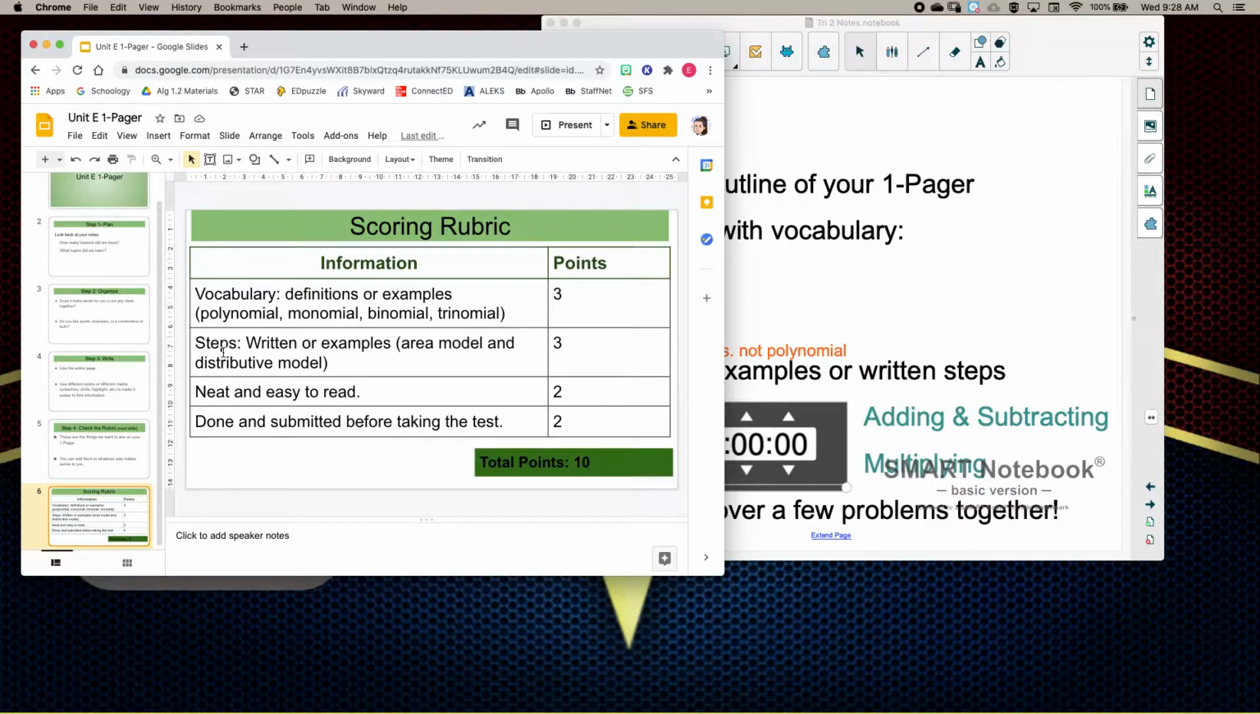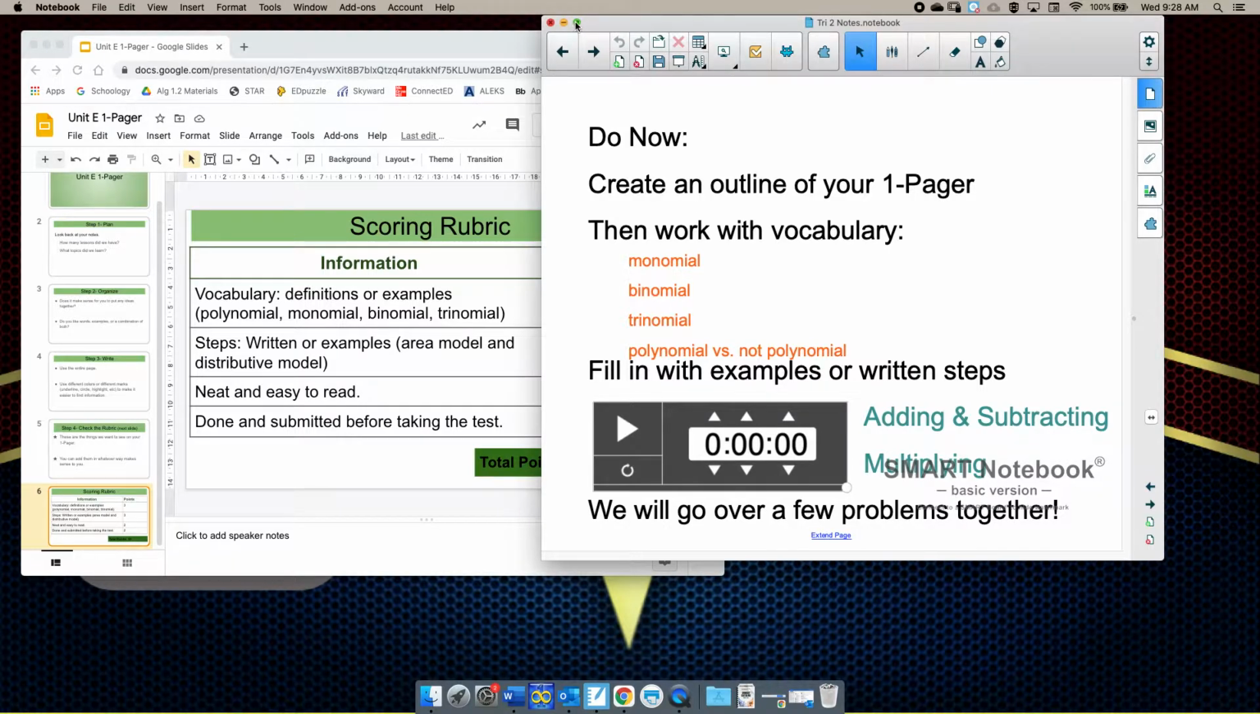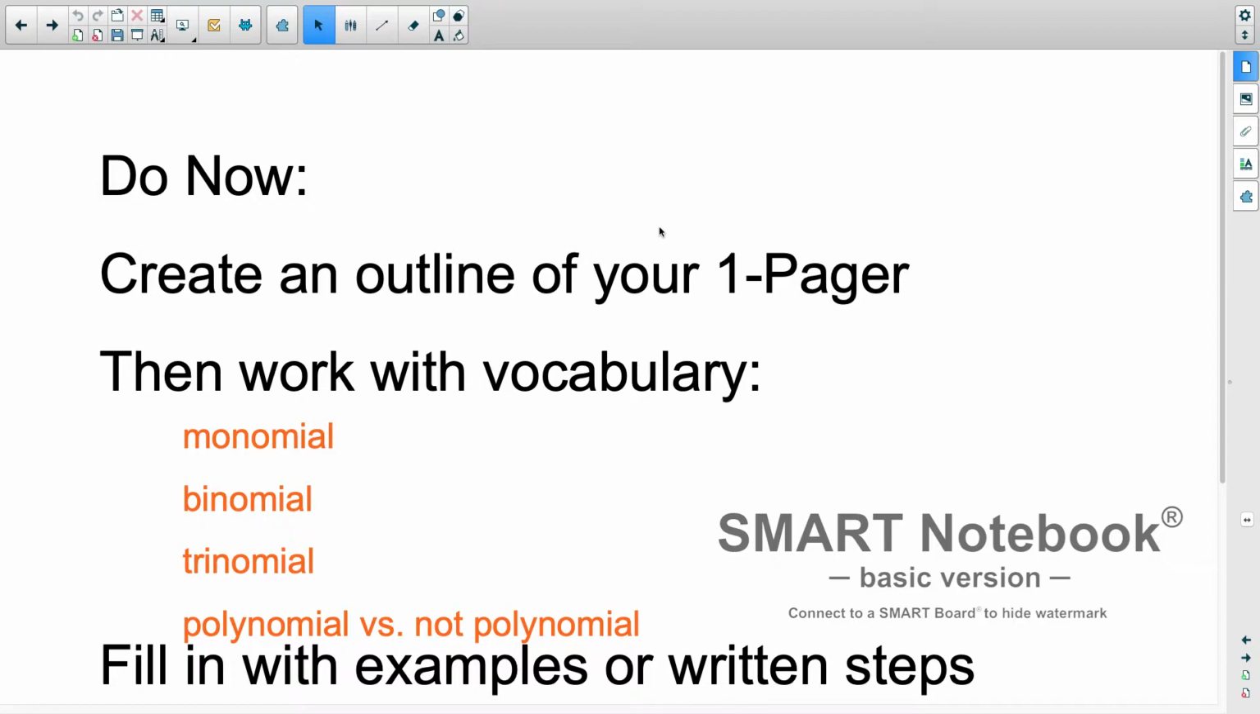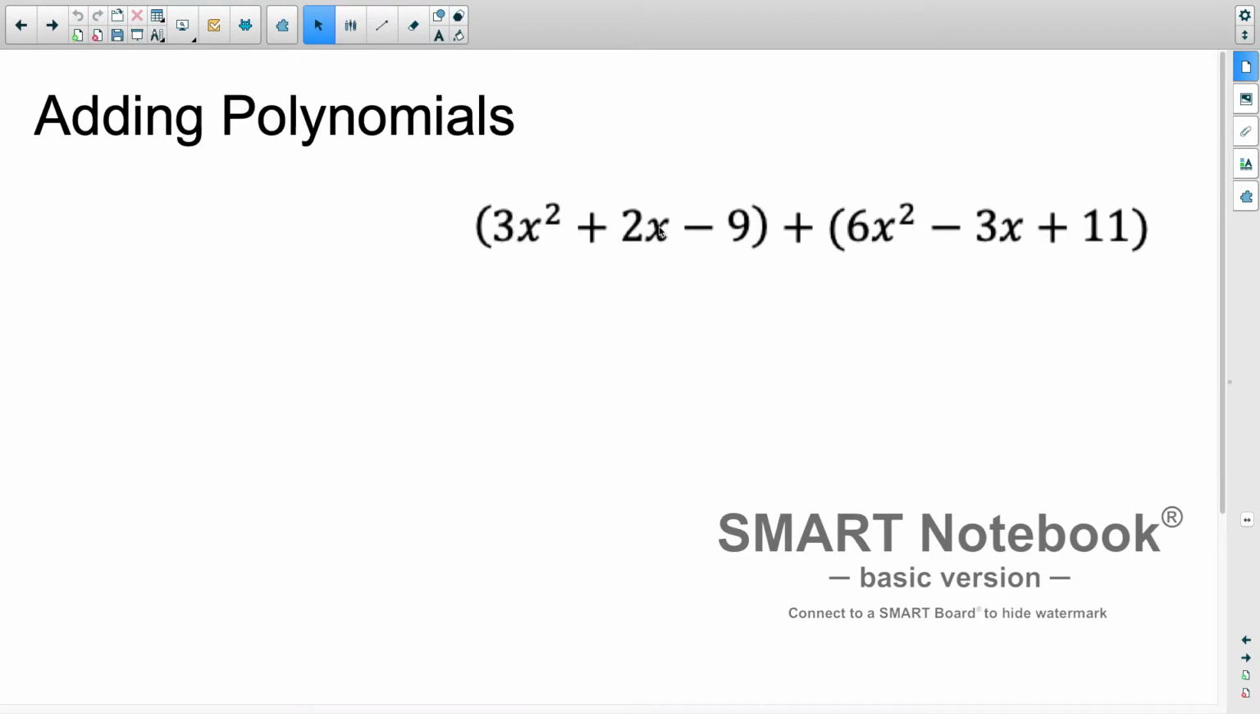And then after this, if you're not quite finished with it, you can work on it for a little bit longer, but then you're going to want to make sure it's submitted before you do your test, okay? So these problems, again, we're going to do them together, but it's your job to put them on your one-pager however you want. If you're looking at a problem and you're like, I don't want to do that one, I guess that's up to you.